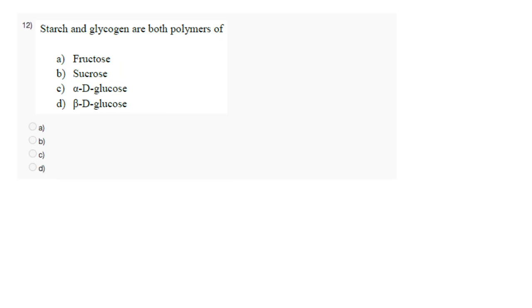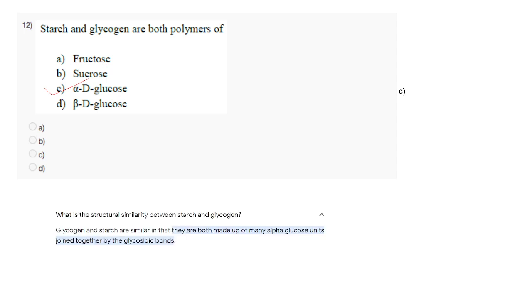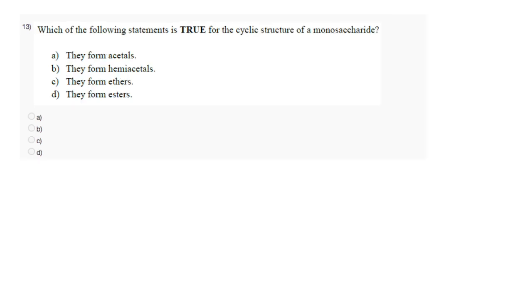Starch and glycogen are both polymers of which: fructose, sucrose, alpha D glucose, or beta D glucose? Starch and glycogen are both polymers of alpha D glucose, not sucrose. They are bound together by glycosidic bonds.